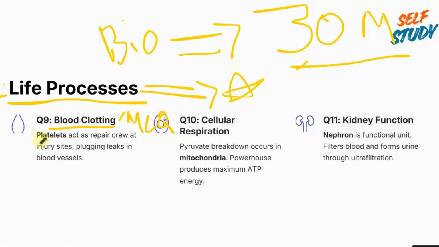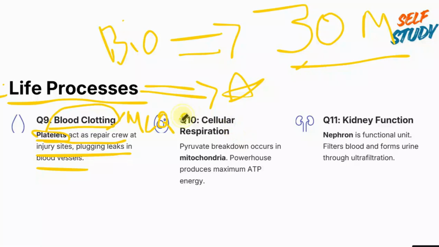Blood clotting. Generally, platelets act as a repair crew at injury sites, plugging leaks in blood vessels. Platelets help in the clotting of blood. Platelets reduce the loss of blood, and they clot the blood at the time of injury.